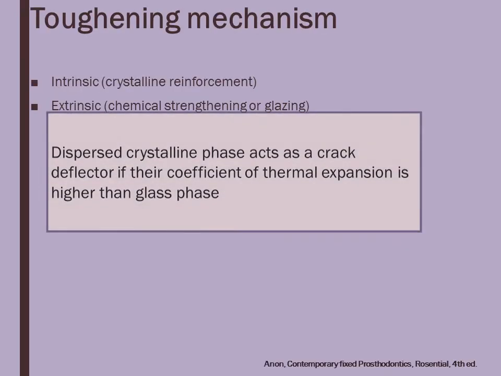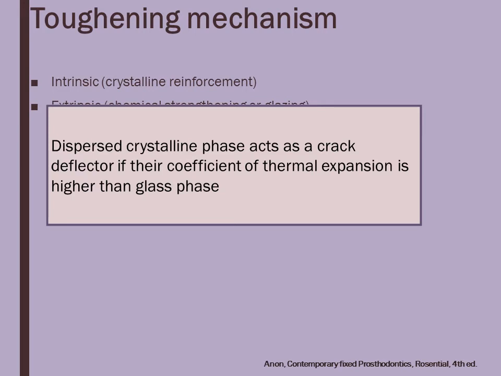So the toughening mechanisms, if we look at them, there are two types: intrinsic or the crystal reinforcement, and extrinsic or the chemical strengthening or glazing. Now the intrinsic or crystalline reinforcement, what we do is that we use the dispersed crystalline phase, which acts as a crack reflector if the coefficient of expansion is higher than the glass phase. So basically what it's doing is it's preventing crack growth within the structure, and this as a result leads to the toughening or strengthening of the ceramic.